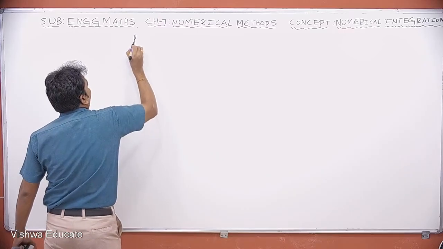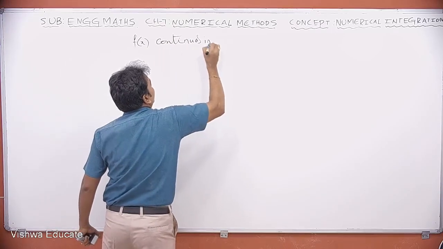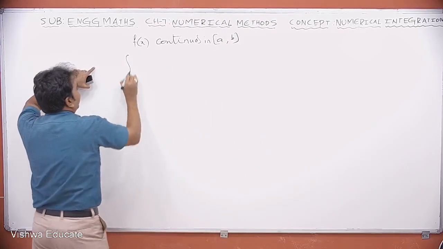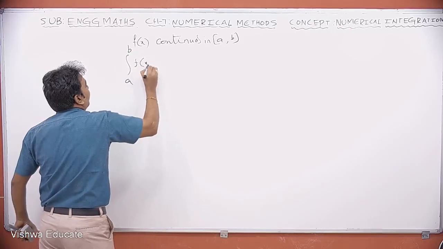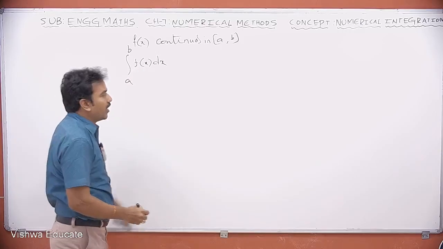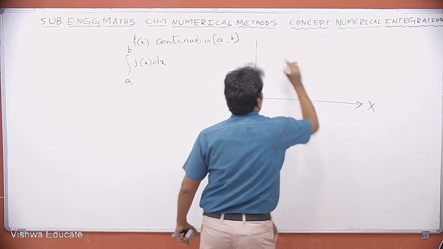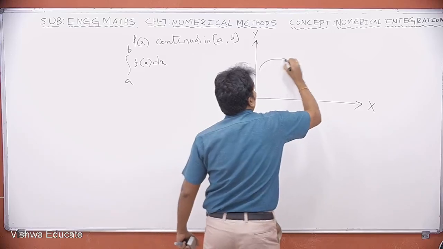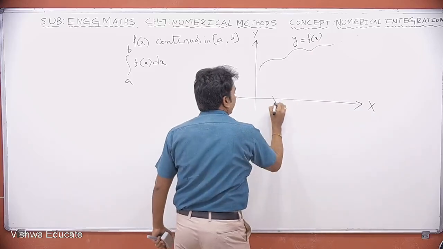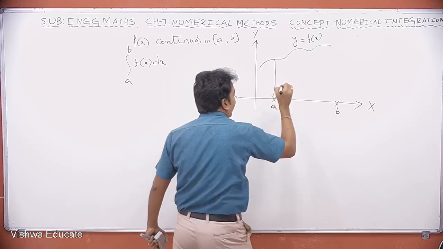This is my curve f of x, which is continuous in the closed interval a comma b. Now my task is how to find integral a to b f of x dx. Let me draw the graph of this function between the lines x equal to a and x equal to b. So this is a two-dimensional coordinate system, x-axis, y-axis. Suppose the curve is like this. This is the curve y equal to f of x, and this is the line x equal to a and this is the line x equal to b. So it is represented by this.